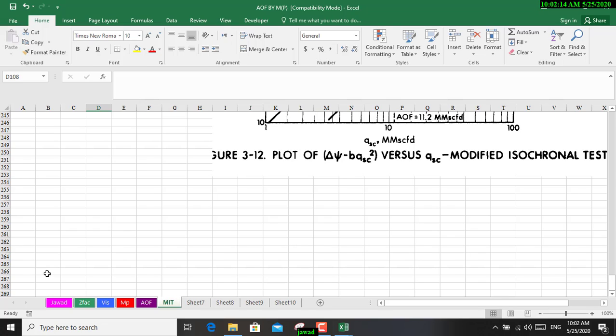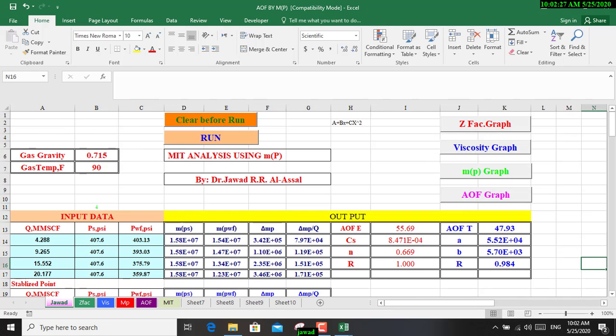Okay? Now, this is the general idea about gas well testing. The most important tests, I use them a lot in a company. So the target today is to calculate the absolute open flow potential using the empirical method and using the theoretical method. I prefer to use the theoretical one, okay? Absolute open flow potential.